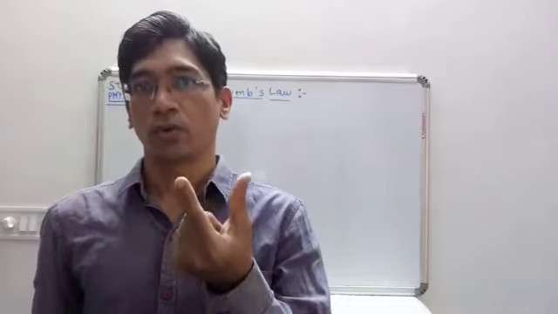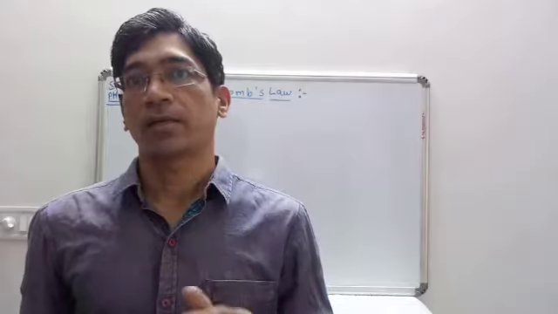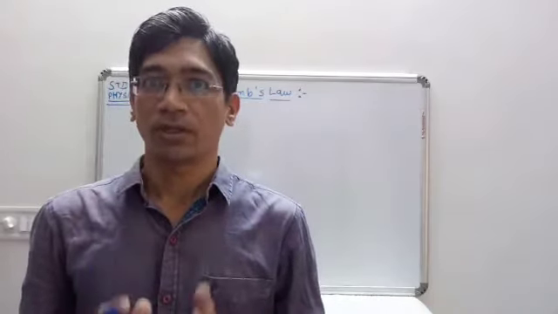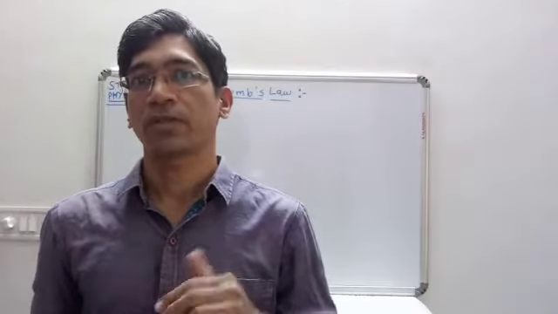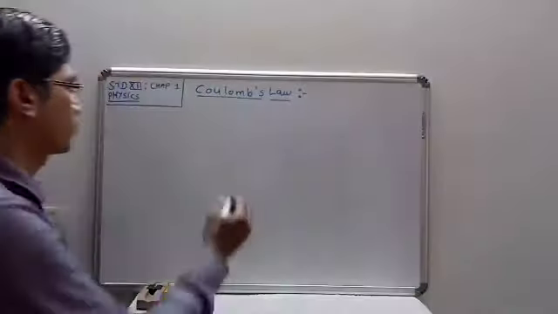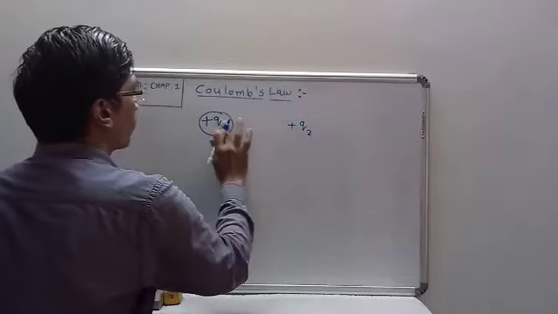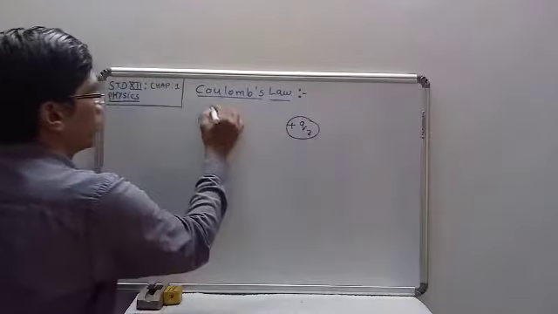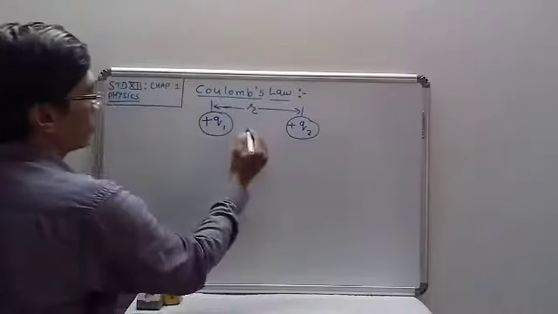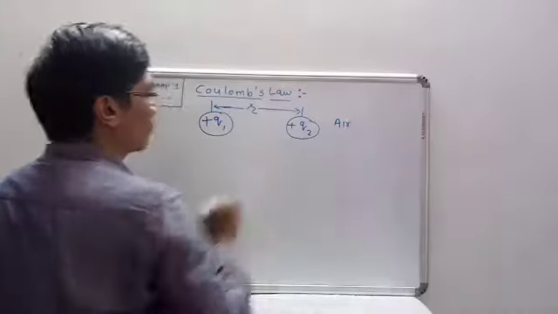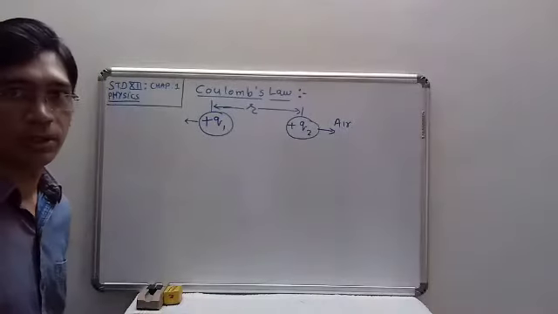So we are taking any two charges, q1 and q2. If the q1 and q2 charges have some distance between each other, then an electric force acts between them. This electric force is given by Coulomb's law. The distance between the q1 and q2 charges is taken as r. Here the medium is air. Then the q1 charge and q2 charge repel each other.